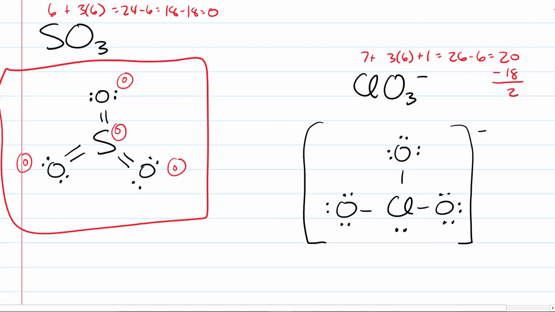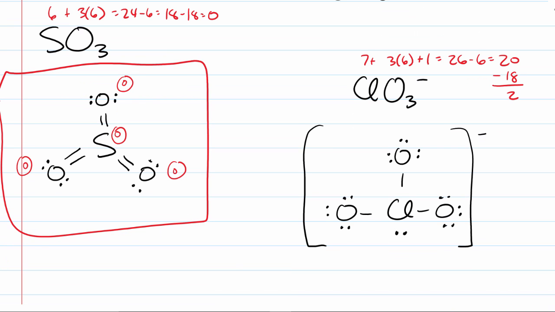What would make the chlorate better? Of course, we're seeing one trick is to do what with the oxygens? We could double bond them, but how many should we double bond? Should we double bond 1, 2, or 3 of them? Okay, if we double bond 3, let's see what happens. Put in 1, 2, 3 double bonds.